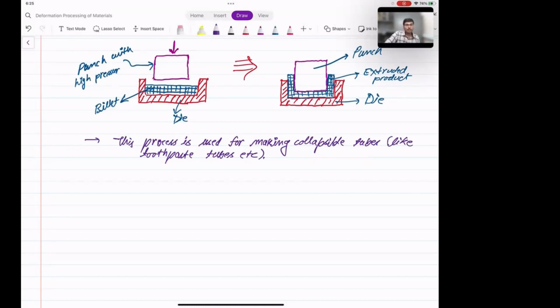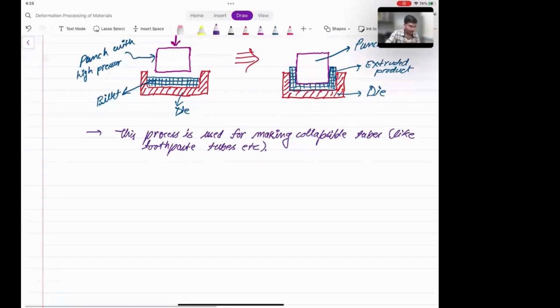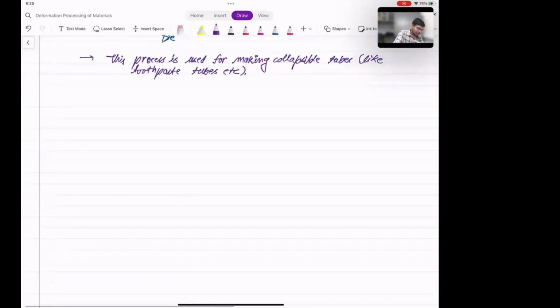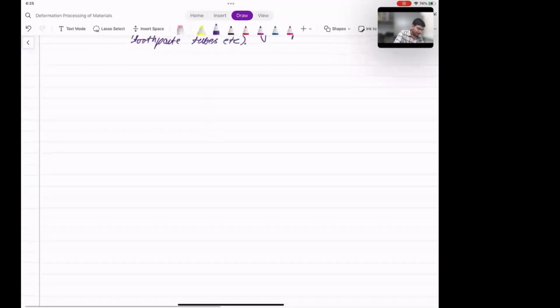Another one is the hydrostatic extrusion process. Okay, so in the hydrostatic process, as the name suggests, some liquid is used which in turn applies a hydrostatic pressure onto the billet so as to push it through the orifice in order to get the extrusion. Okay, so the next one is the hydrostatic extrusion process.